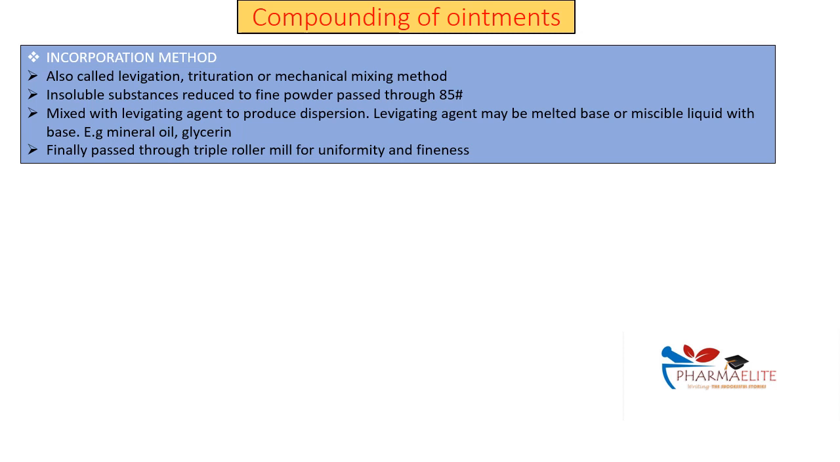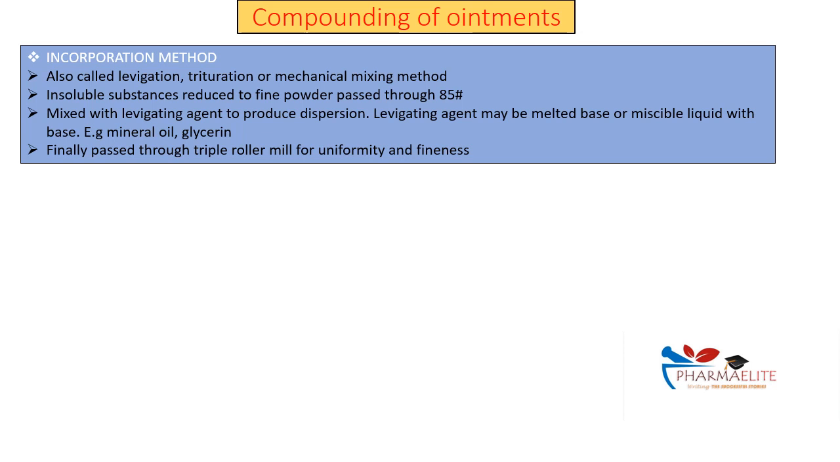Whatever insoluble substances or drugs there are, they will be reduced to a fine powder. To make it a fine powder, it is passed through an 85 mesh sieve. No need to remember that. No one is going to ask us which mesh it is passed through. Just remember that there is the incorporation method, and it has other names like levigation, trituration and mechanical mixing method. It is mixed with a levigating agent to produce a dispersion.